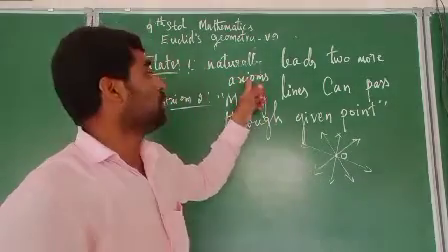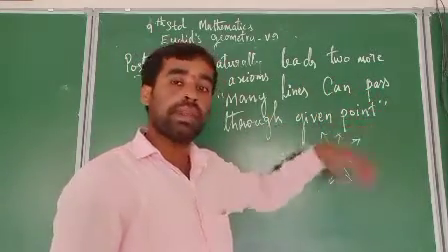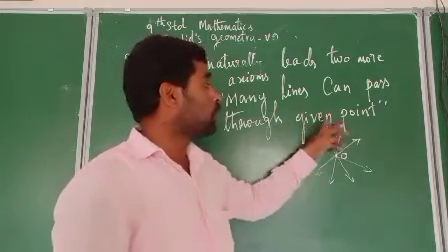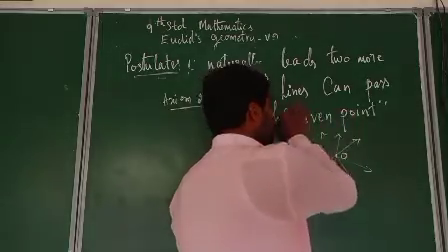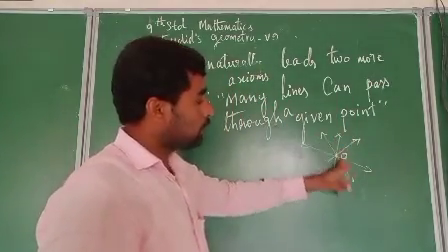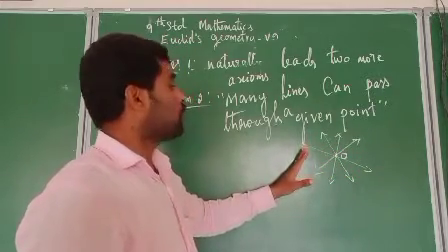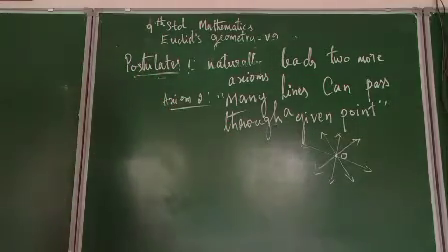Is it clear, students? Many lines can pass. Many means uncountable, an infinite number of lines can pass through a given point. So here O is a given point, and many lines pass through it. Is it clear? This is axiom 2, which is based on the postulate 1. Take down this one.